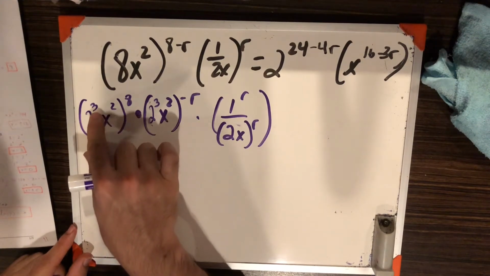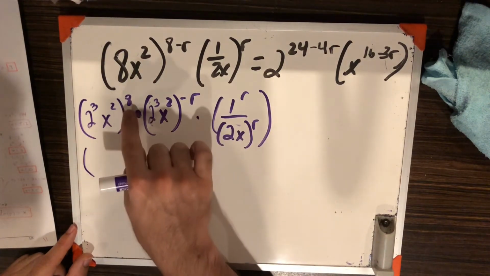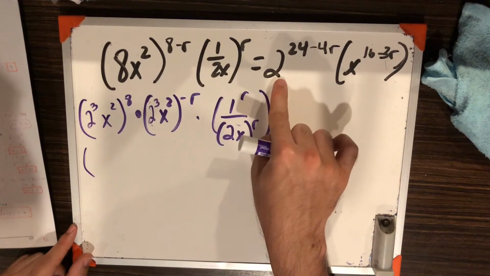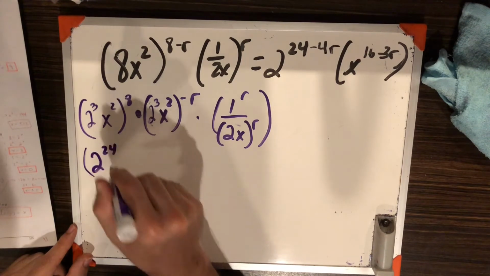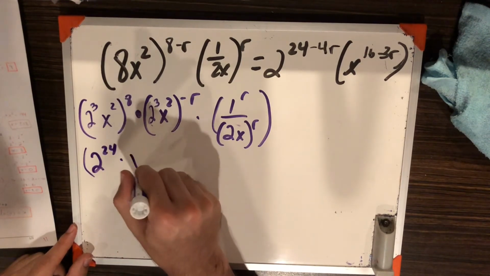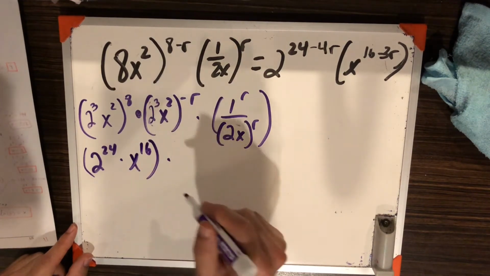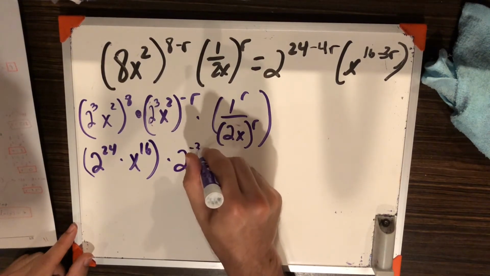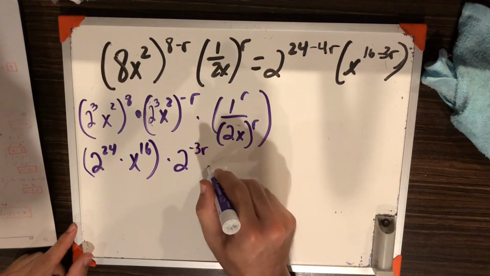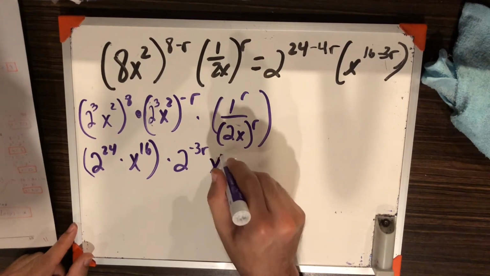So what we can do here is, again, let's go ahead and do power to power, because I noticed 2 to the 3rd to the 8th power would end up looking very similar to this. So 2 to the 24th times x to the 16th. And then what we have here is 2 to the negative 3r and x to the negative 2r.